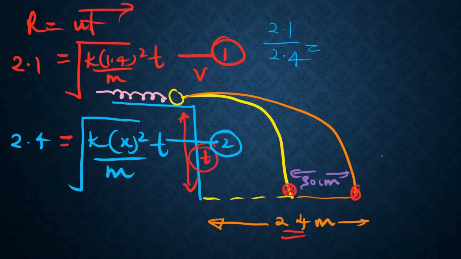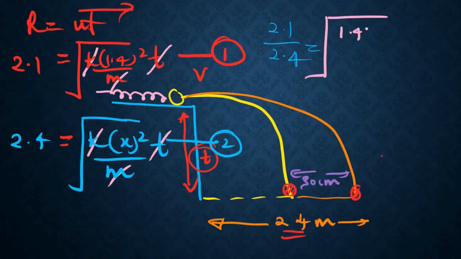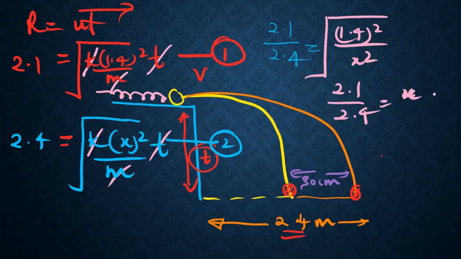Here you should remember, students, the k value and m value will cancel off. Of course t will cancel off. So we'll be getting something like this now. We have the root of 1.4 squared divided by x squared. Simple simplification now. So we can take off the root values. So 2.1 over 2.4 equals 1.4 over x, right?